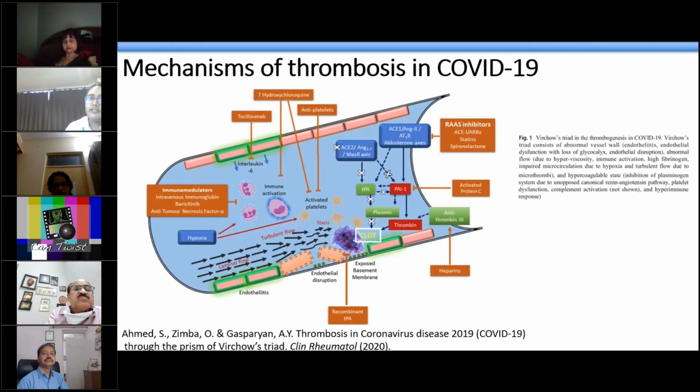So another important feature is thrombosis that occurs in patients with COVID-19, and there are multiple reasons for this. There is endothelial injury, and as a result there is endothelial disruption, turbulent flow, activation of immune cells, activation of platelets, activation of clotting pathways. So all of these are multifactorial and contributing to thrombosis.